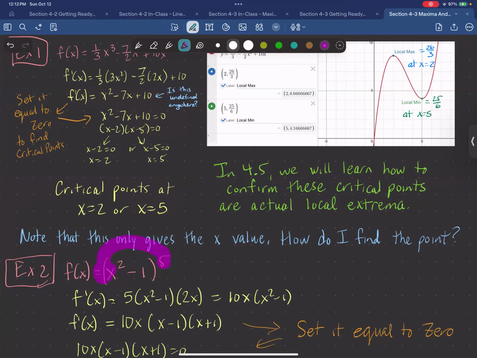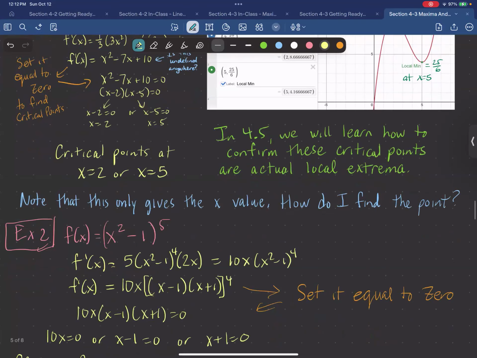Oh, I didn't lower the power by 1. Ah! Need a 4 there. It's not going to change my answer. Well, I guess it changes the work, but not the answer. So we have 10x times the quantity x squared minus 1 to the 4th power.